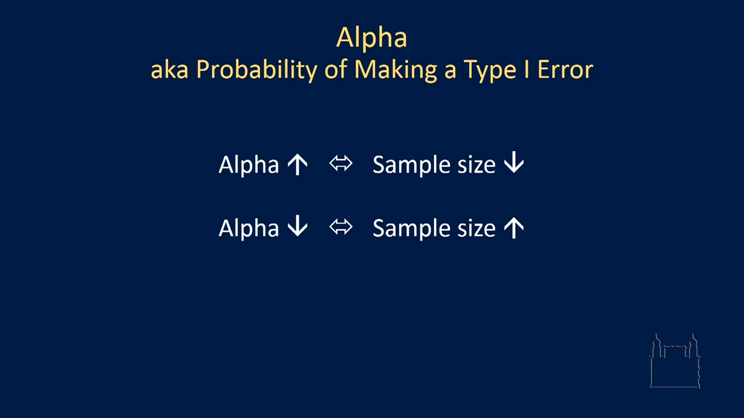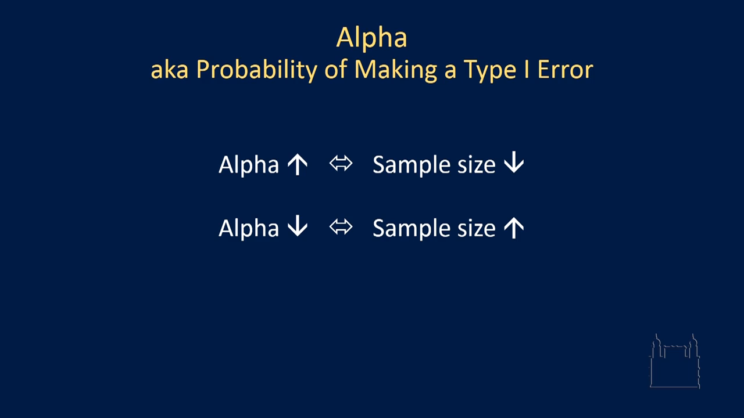So, alpha goes up, sample size goes down. What's the logic? If you allow yourself to be more likely to make an error, you are loosening things up, so your sample size is going to go down. If you say, "Oh, it's okay if I make an error," well, you might as well lower the sample size. But if you want to make sure that you don't make an error, your sample size goes up. So as the chance of making an error goes up, sample size goes down. As the chance of making an error goes down, sample size goes up. Does that make sense?